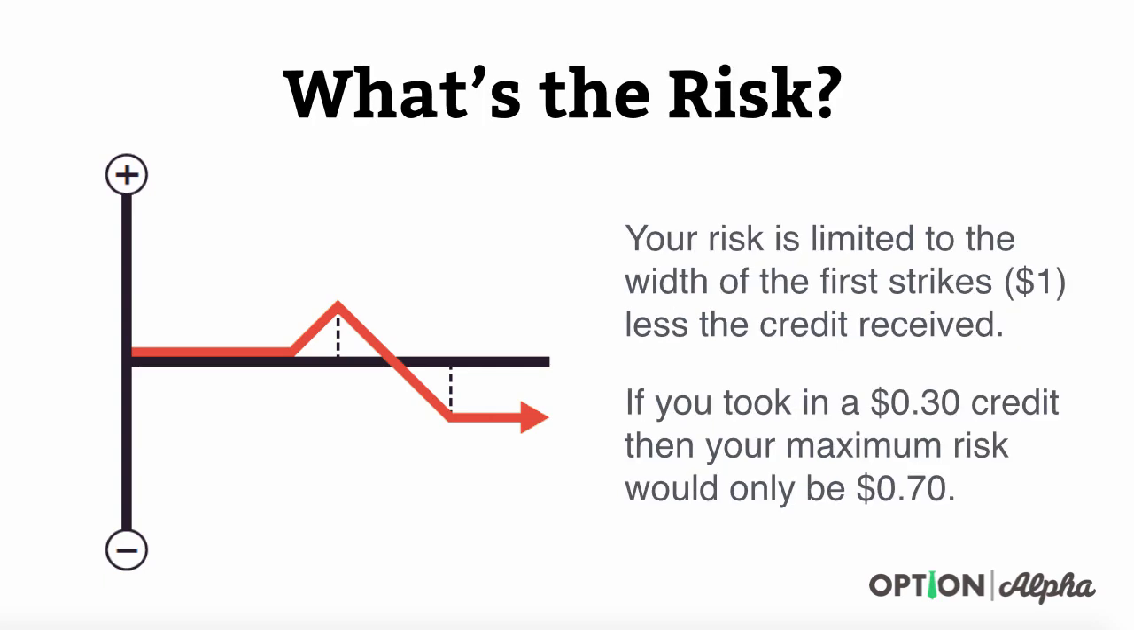So what's the risk? Well, your risk is limited to the width of the first strikes. So in most cases, we do these $1 wide, less the credit that you received. So if you took in a $30 credit, then your maximum risk would be $70 in this case, if the width of the first strikes is $1.